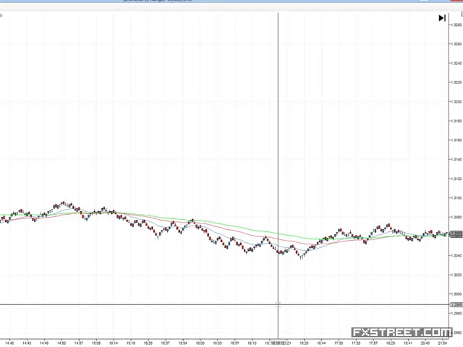But the key here is the pullback to any MA. Yes, just pull back within that zone, Gil.